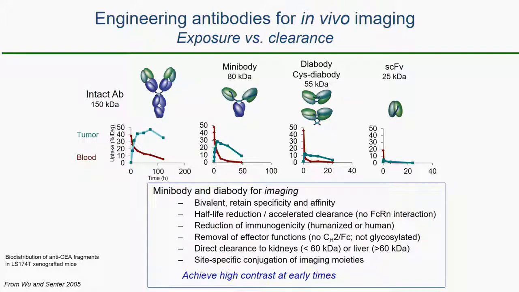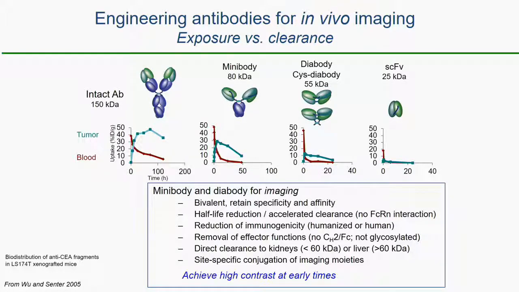That's where all the effector functions reside: complement binding, Fc receptor interactions with monocytes, macrophages, other immune cells. And when you're developing a therapeutic agent, you may want to engage the patient's immune system, but for an imaging agent, especially if you're trying to take something to the FDA, you want something that's just biologically inert. So if you move to these fragments, you eliminate the issue of potential biological activity.